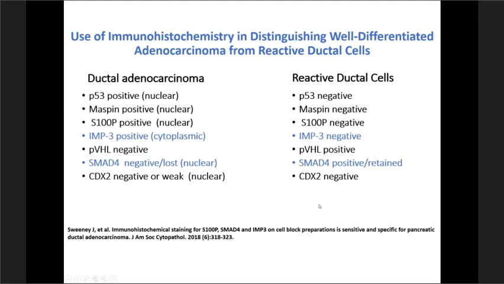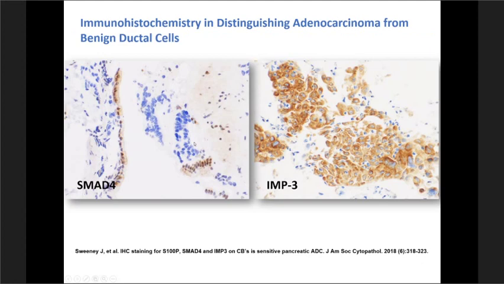So this is an example here, SMAD4 or DPC4. These are the cancer cells which are negative or which demonstrate loss of SMAD4. However, the benign cells are giving you a positive here. So this would confirm your diagnosis for an adenocarcinoma. Similarly, IMP3, which I remember is a positive stain, cytoplasmic, shows you the tumor cells to have cytoplasmic staining. So use immunohistochemistry judiciously.